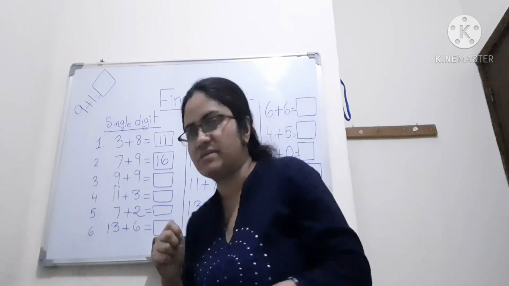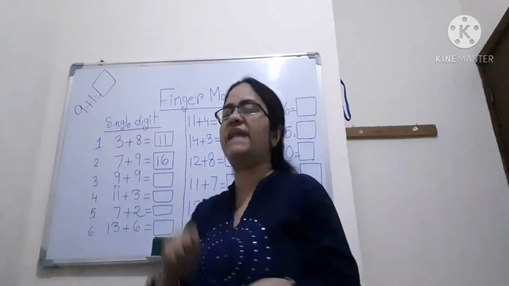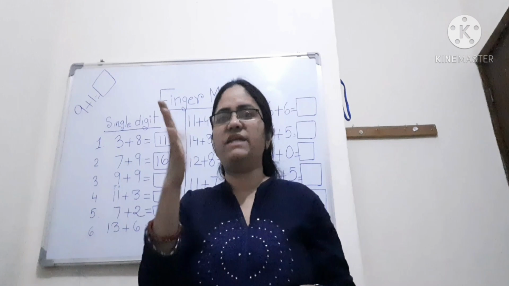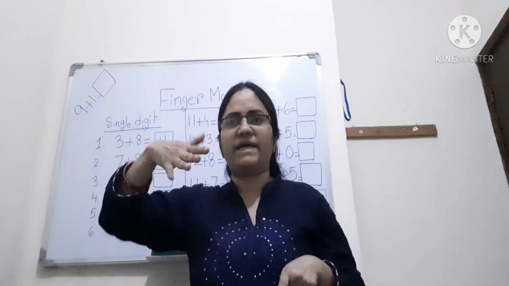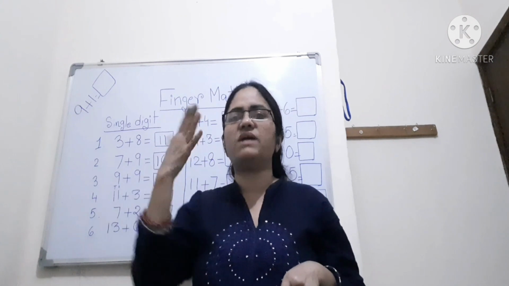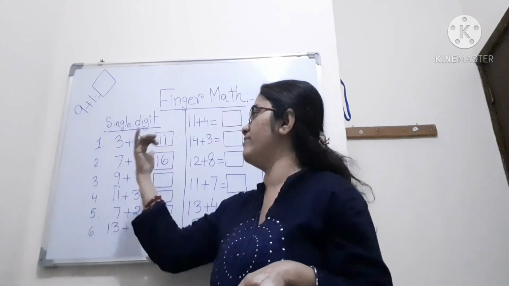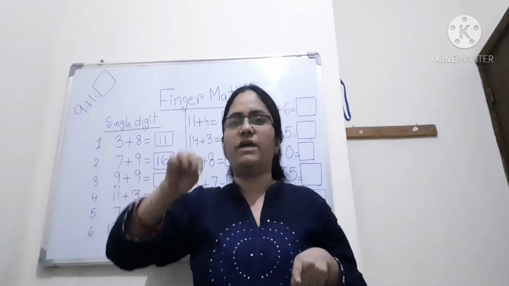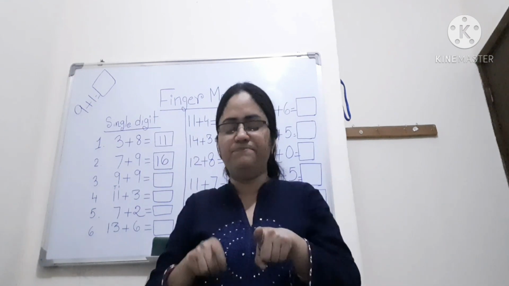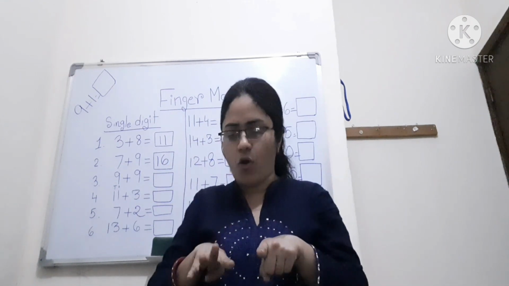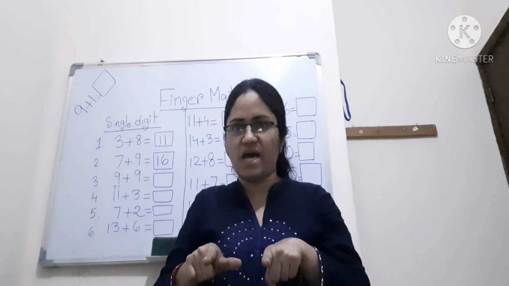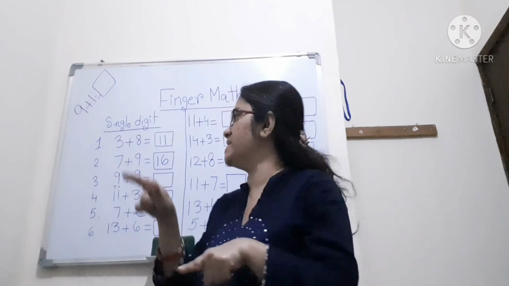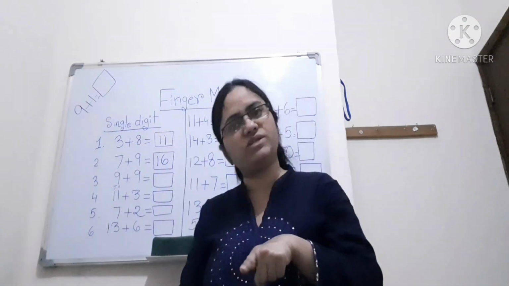Again, 7 plus 9. How do I count? 5, 6, 7, 8, 9. This is number 9, and 7. Can I count this one again? No, because I have already raised all my fingers. So after 9 I have to count 7. I close this one then. 1, 2, 3, 4, 5, 6, 7. What is that? 16. That means 7 plus 9 is equal to 16.